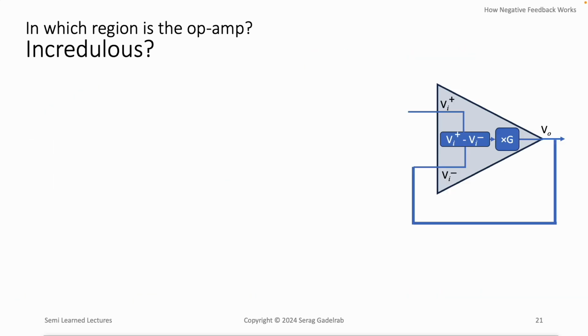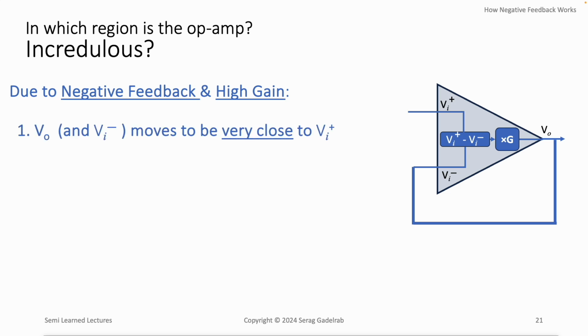Now at this point, some of us may be incredulous. We have only conducted one thought experiment, and yet we're jumping to the conclusion that having this negative feedback connection with the very high gain of the op-amp will result in that V output, and therefore V input minus, moving to be very close to the input voltage, which then ensures that the op-amp is always operating in the linear region. And yet, that is exactly what is going to happen no matter what value of voltage we place on the positive input terminal. Each of us can go off and try it out for ourselves.